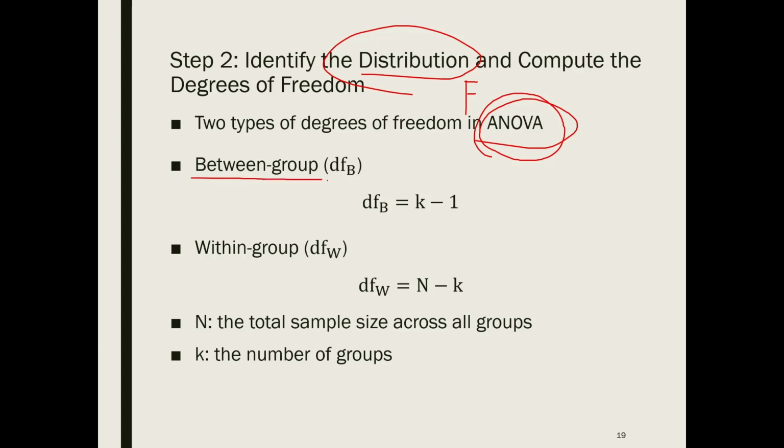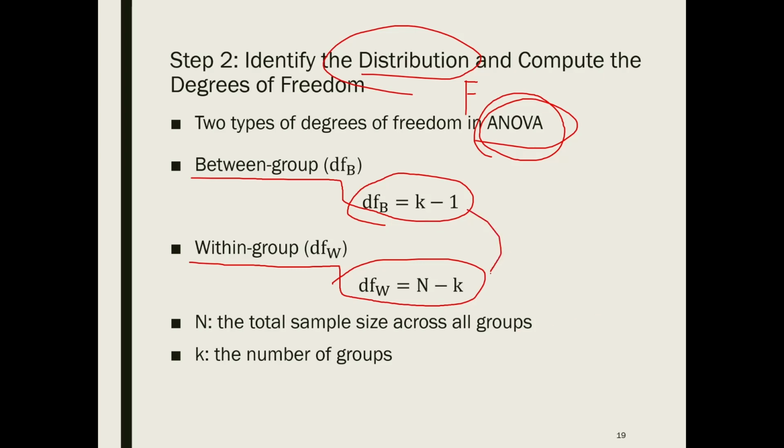One is called the between group degree of freedom, DFB. That's the number of groups minus 1. The second is the within group degree of freedom, DFW. That's the total sample size, the big sample size across all the groups, minus the number of groups. We need those two degrees of freedom to look for the F critical value, which will be done in step 3.